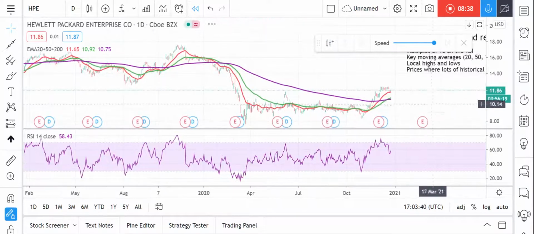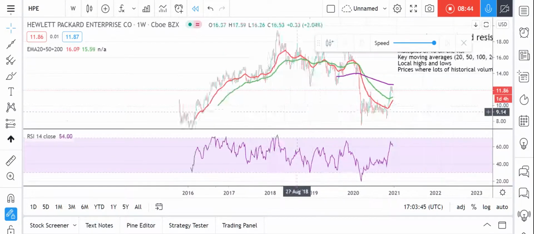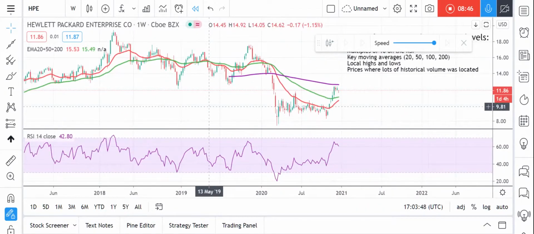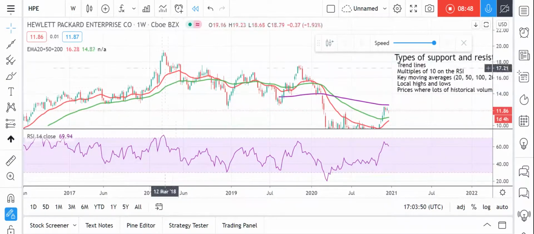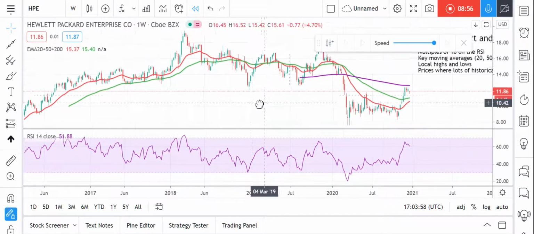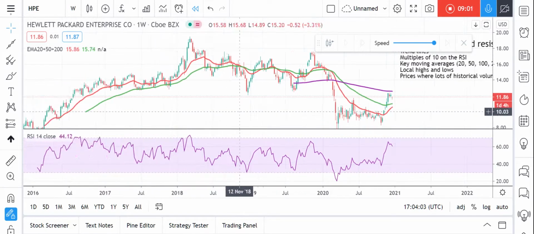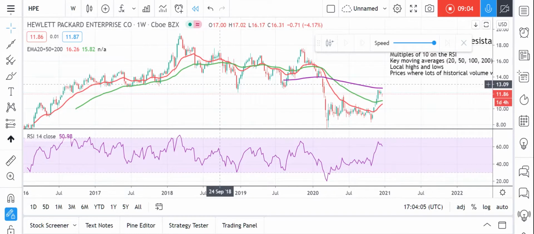Local highs and lows. If we look historically, I'm just going to switch to the weekly here so that we can see a little bit more clearly on a longer time frame. A local maximum is where the price is going up, hits a top, and then turns down. A local minimum is where the price is going down and then turns up. If you're aware of these local minima and maxima, then you know where historically the turning points in the price have been. And the more often that a price has turned at a certain level, the more likely it is to turn at that level again in the future.